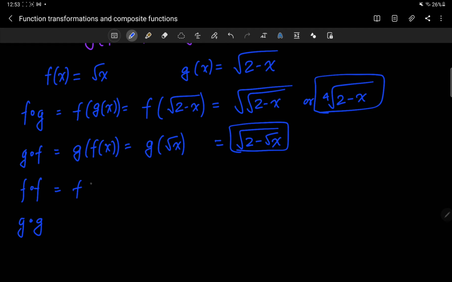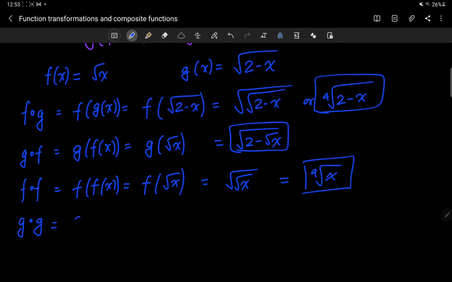F of f is going to be f of f of x. This is going to be f of square root of x, which would be square root of square root of x, or the fourth root of x.